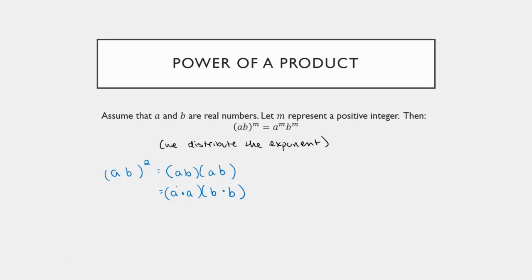Then a times a gives you a squared because you have 2 of them. And then b times b gives you b squared. So you get back to, you can see the rule. You're basically applying that exponent. That exponent from the outside applies to the inside. So everything on the inside gets the same exponent. So we call this power of a product.